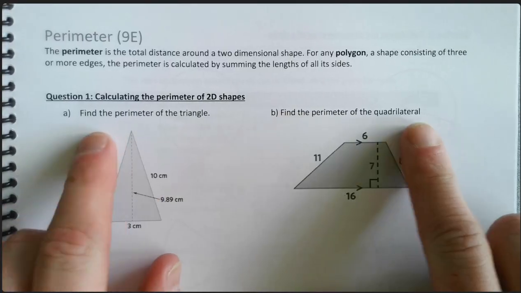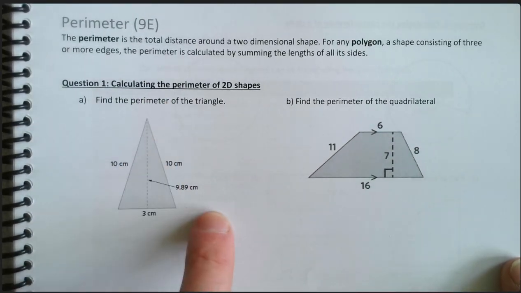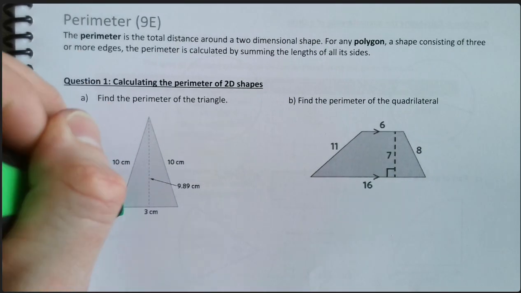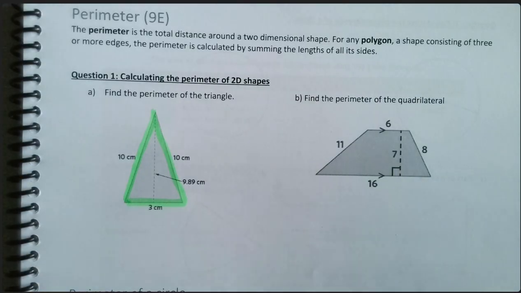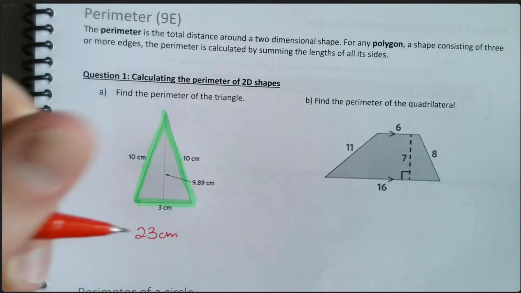So calculating the perimeter of this triangle here, this line here is just extra information there to throw you off. The distance around the outside of the shape is going to be 10 plus 10 plus 3, which hopefully you guys can do almost in your head and go, that is 23 centimeters.